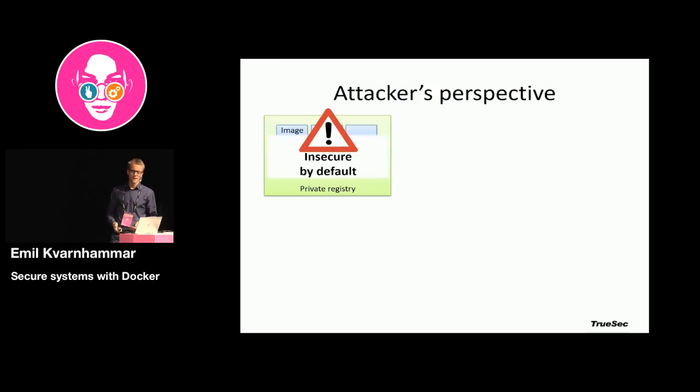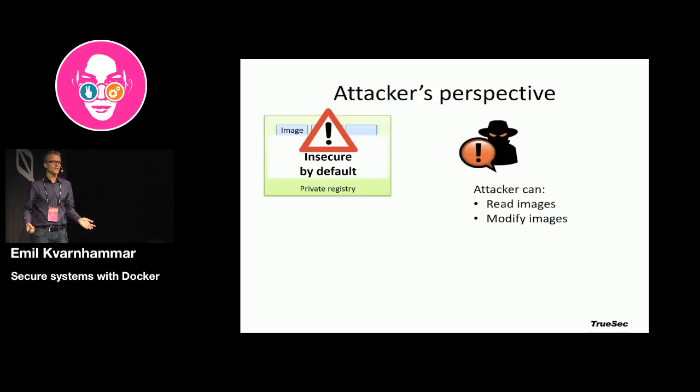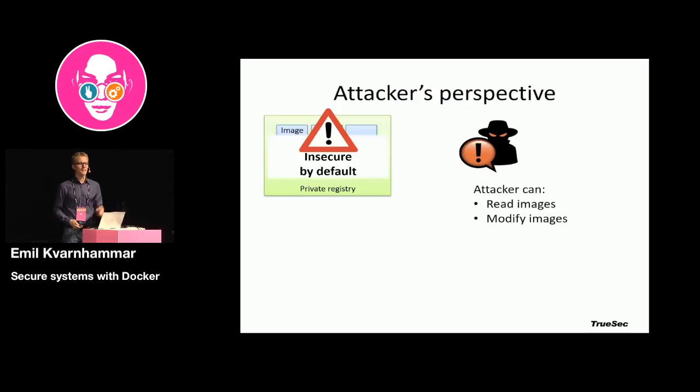From an attacker's perspective, the Docker registry is insecure by default. There are some checks by default by the Docker daemon to ensure that you're actually using TLS, and you can still bypass that by using a flag called insecure registry. But okay, so that's secure by default. But the rest is insecure by default. This means that an attacker can read and modify images as long as they have network access to your private registry. Think about what that means. Think about the attacker inside the host environment. Even if they're containerized, they still have network access, right?